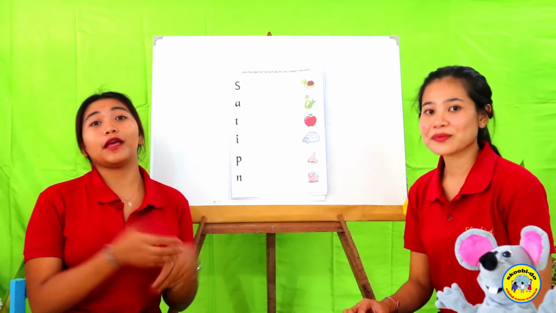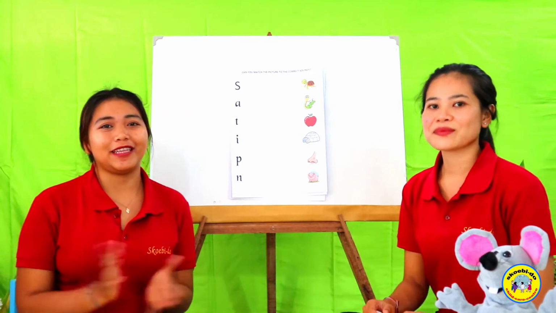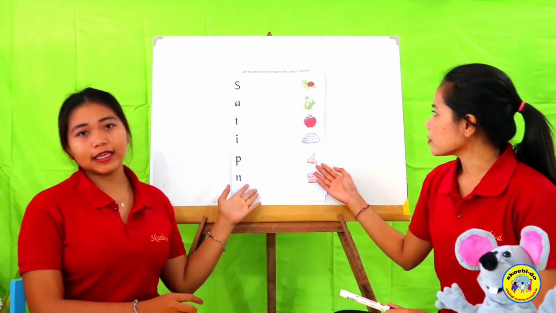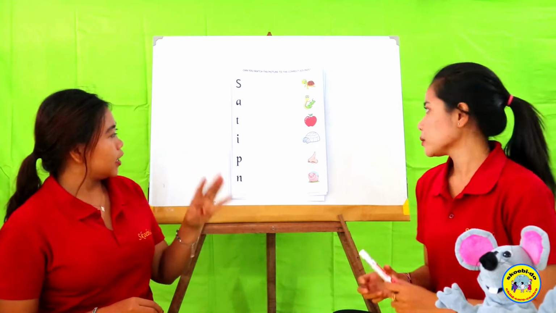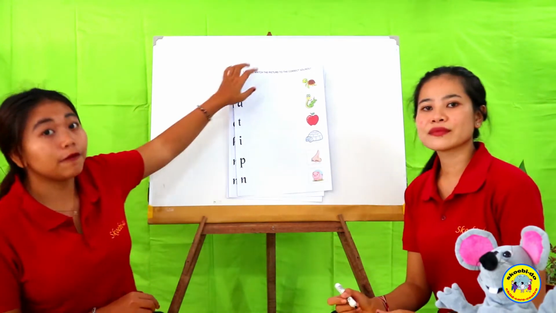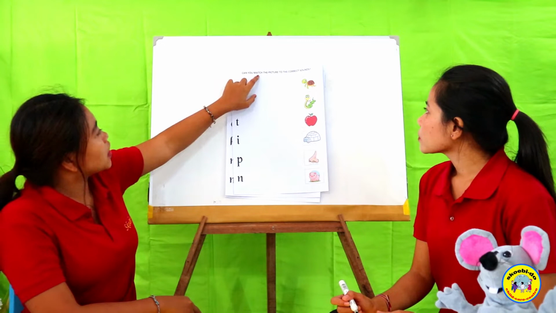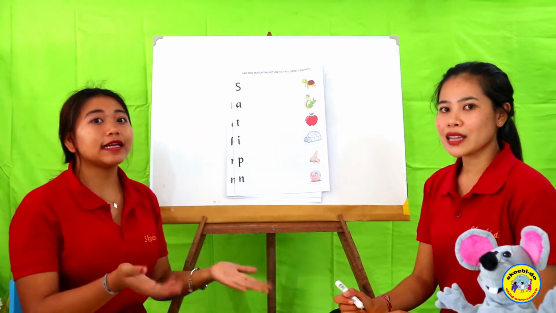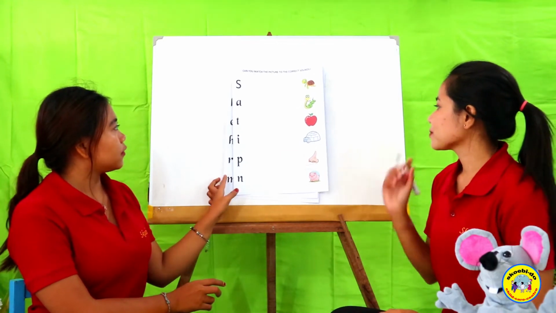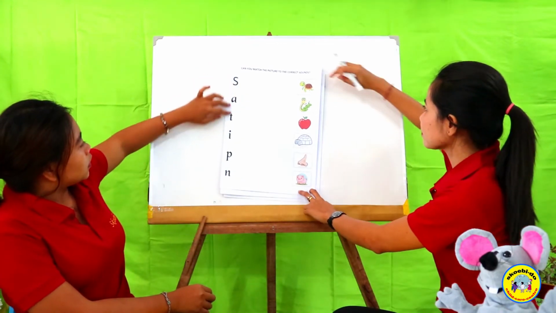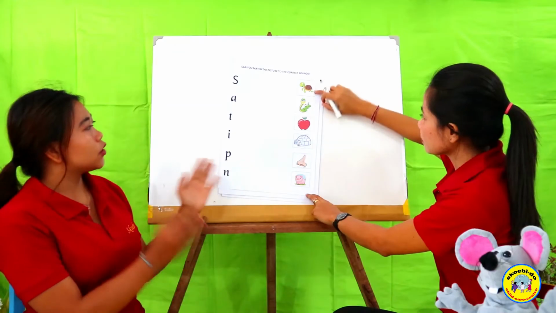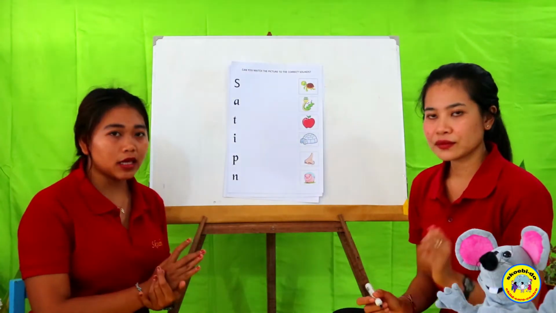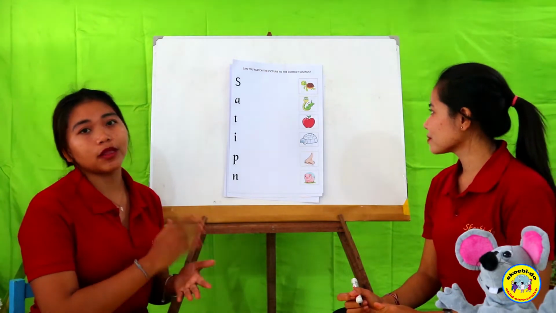Well, kids, now it's time for Jolly Phonics activities. So, I have some worksheets here according to Book 1, 2, and 3. And we have the first worksheet, that is match the picture to the correct sound. So how to do these activities? Look at this here. Can you see some letters? And here there are some pictures. So we need to match the picture with the correct sound.